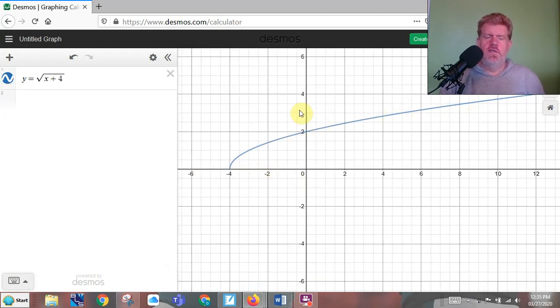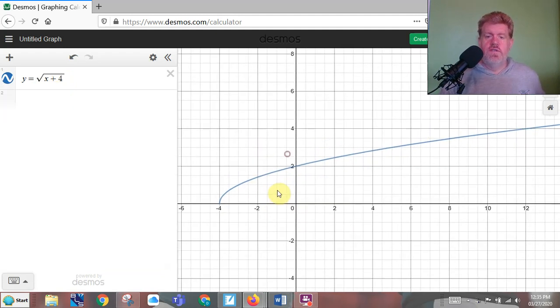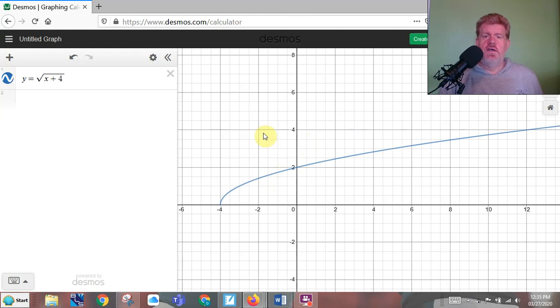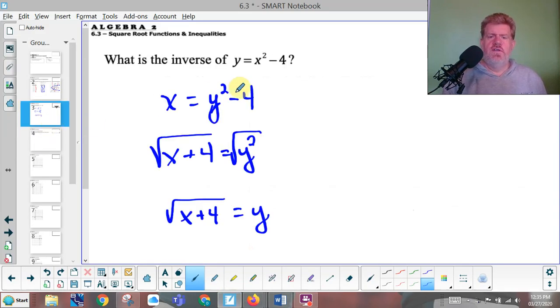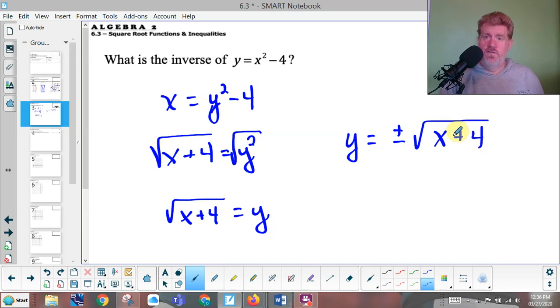Well, if you remember, square roots only return positive answers in the real number system, and this is the graph of the real number system. We cannot take the square root of a negative number and end up with a real answer. So what does that mean? Is this a function? Is this the inverse? How truly could we write the inverse? Technically, we would have to include both the positive and the negative values.